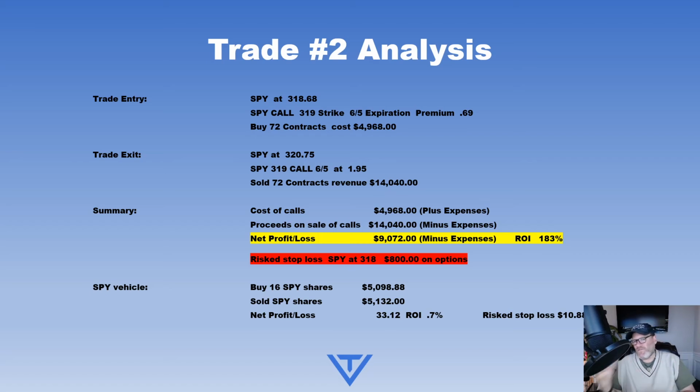Now let's look and see if you had actually done the SPY shares. You would have been able to buy 16 shares for $5,098. You would have sold those shares for $5,132. You would have made a whopping $33. You would have only risked $10, and after expenses you could probably buy a package of gum. So you can see here, if you're trying to buy a $300 stock or ETF, you've got to have some significant size.